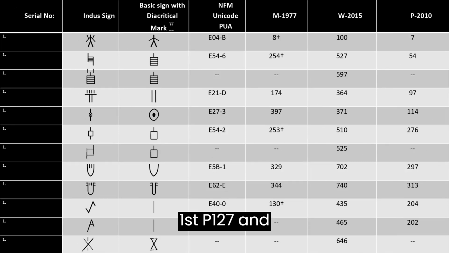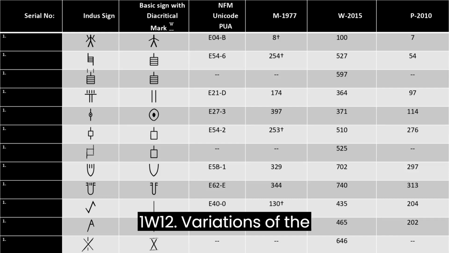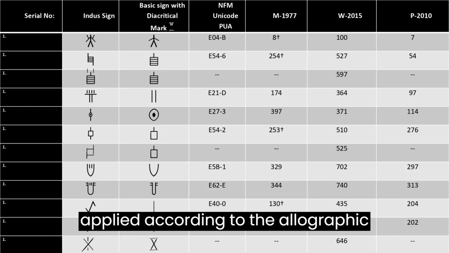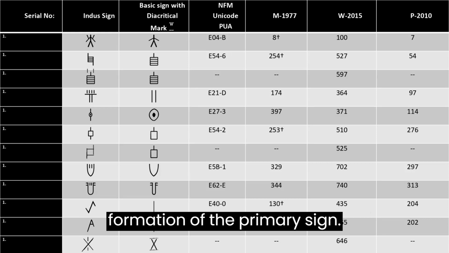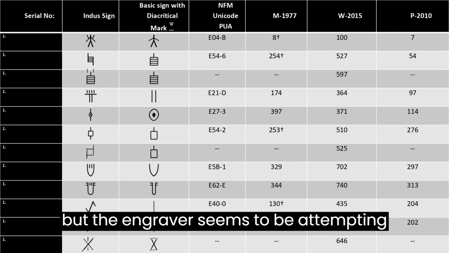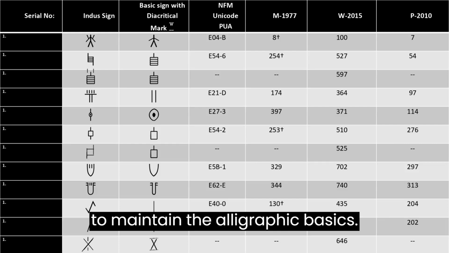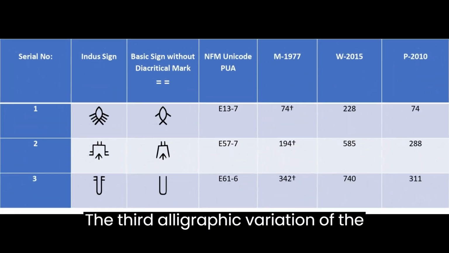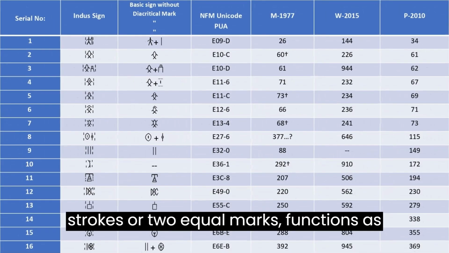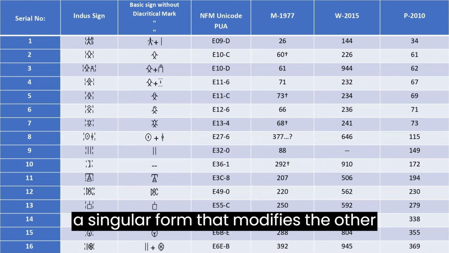The first, P 127, and second, M 101, W 12, variations of the two vertical short strokes have been applied according to the allographic formation of the primary sign. Sometimes, the variation forms extend, but the engraver seems to be attempting to maintain the allographic basics. The third allographic variation of the sign, M 105, W 14, which consists of four short vertical strokes or two equal marks, functions as a singular form that modifies the other signs.